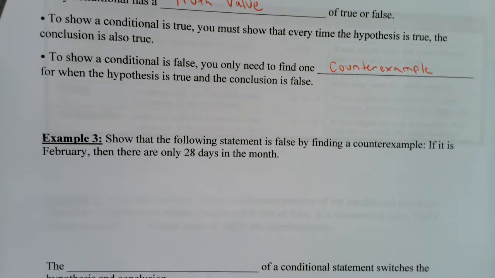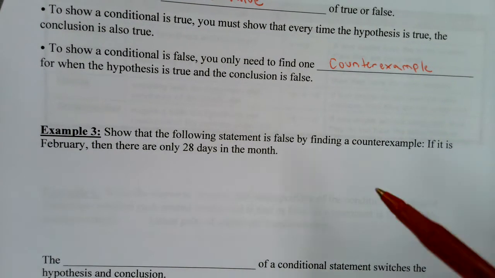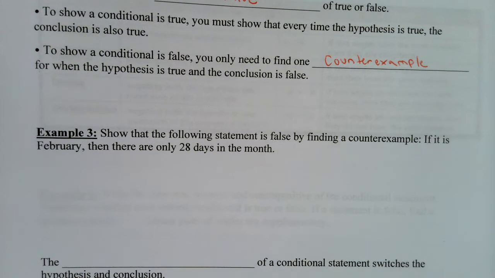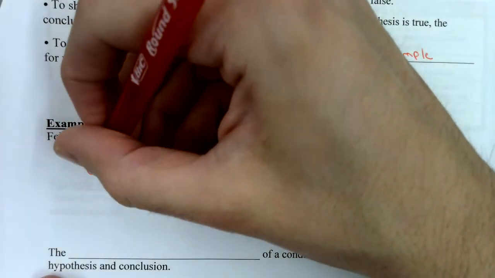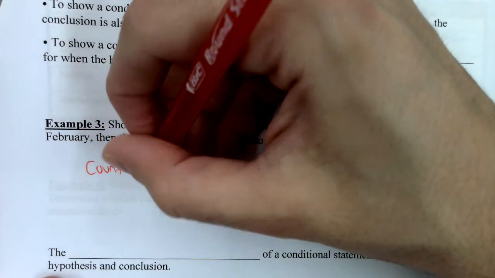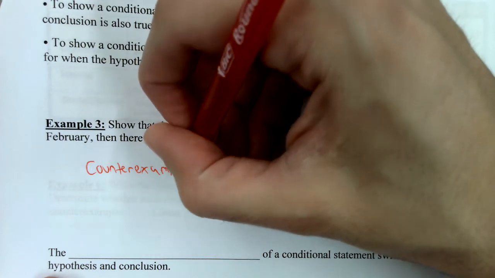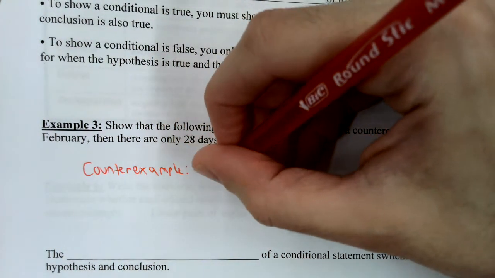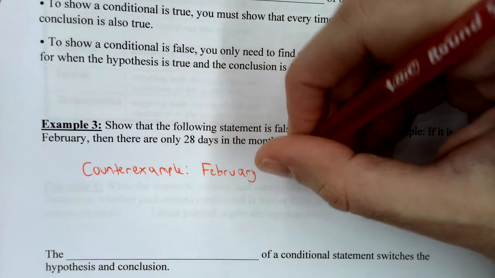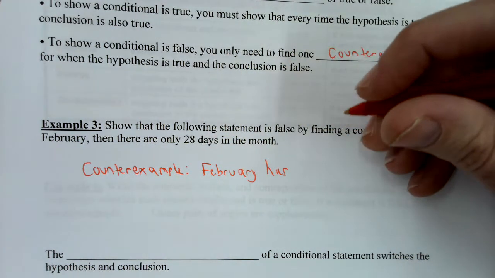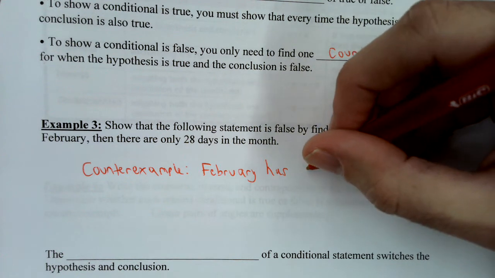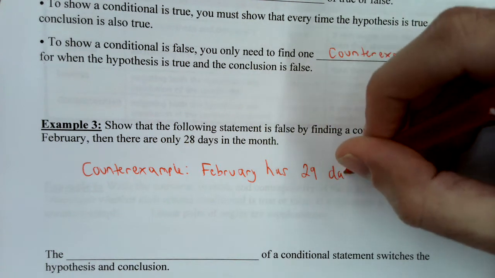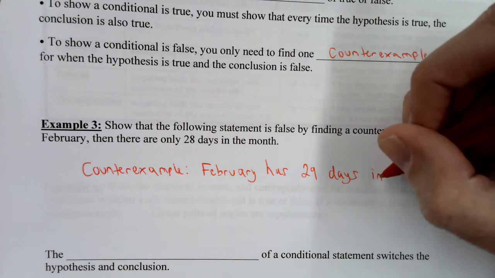Okay? Example 3. Show that the following statement is false by finding a counterexample. If it is February, then there are only 28 days in the month. So that is false, and a counterexample would be a leap year. So I'm going to say counterexample. I'm going to say February has 29 days in a leap year. I think it was a leap year in this year, 2020, I think. Yeah, it was. That's called a counterexample.